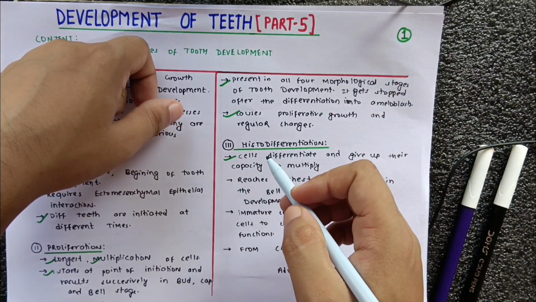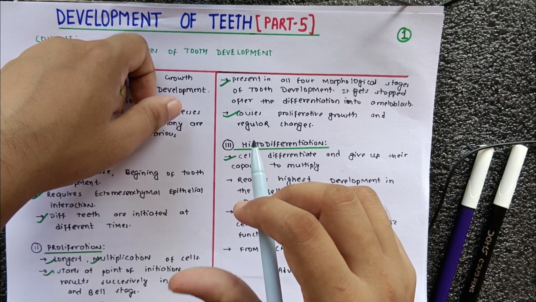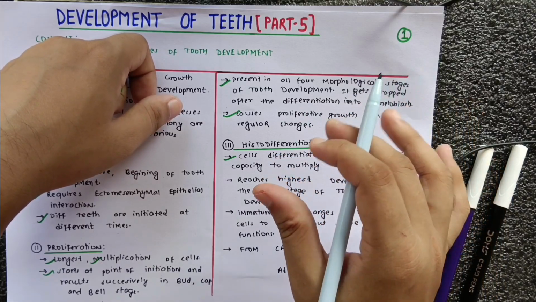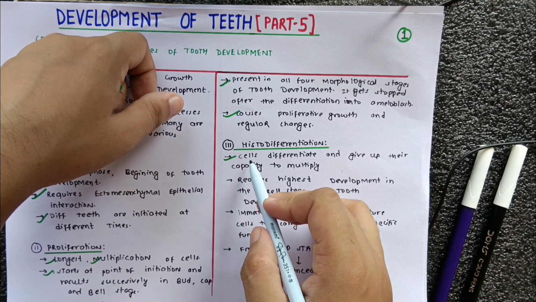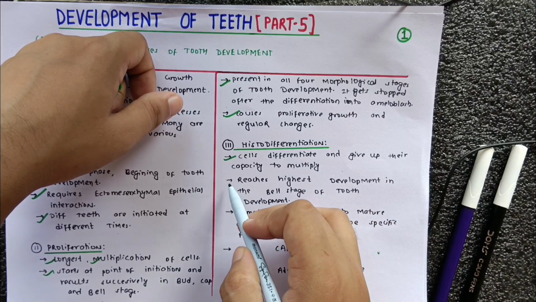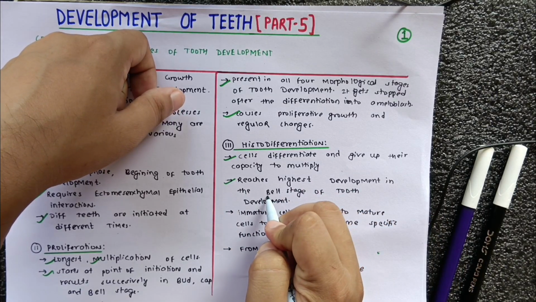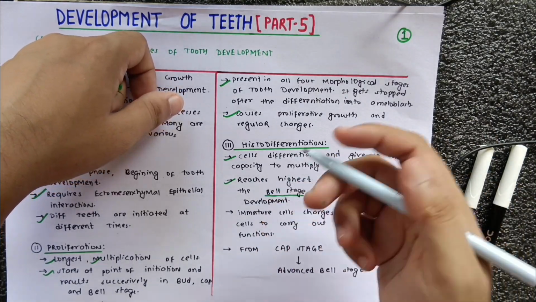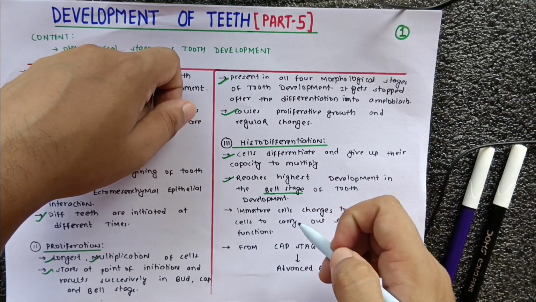But histodifferentiation is a functional differentiation, meaning any cell that is changing into another cell carrying certain important functions. Such kind of specialization is under histodifferentiation. So as I have written here, cells differentiate and give up their capacity to multiply. It reaches the highest development in the bell stage of the tooth development. In bell stage we can remember there is the largest number of histodifferentiation taking place, so the cells are differentiating a lot in this bell stage.